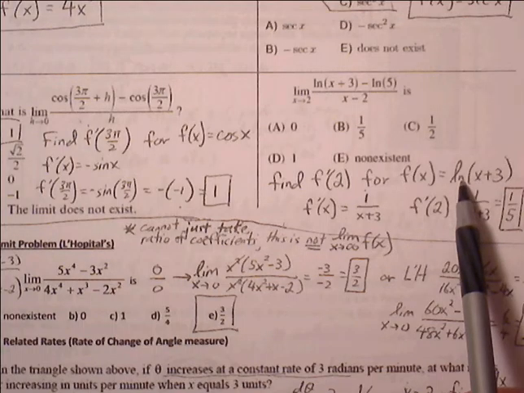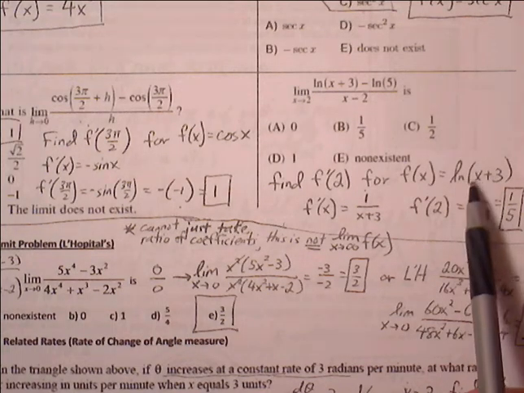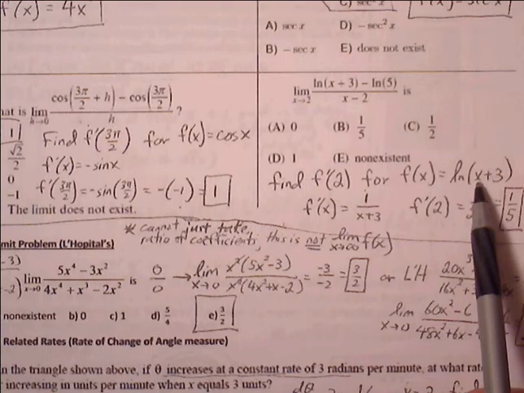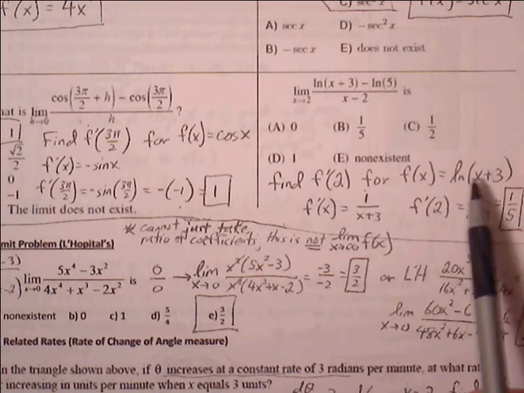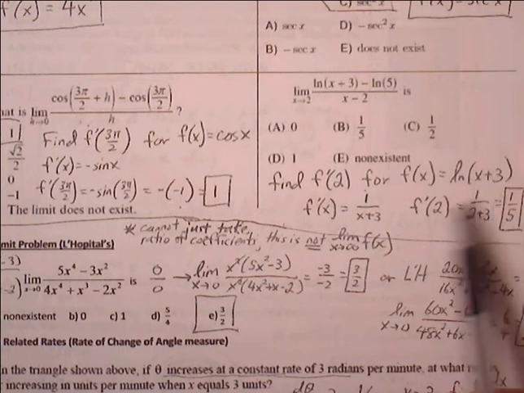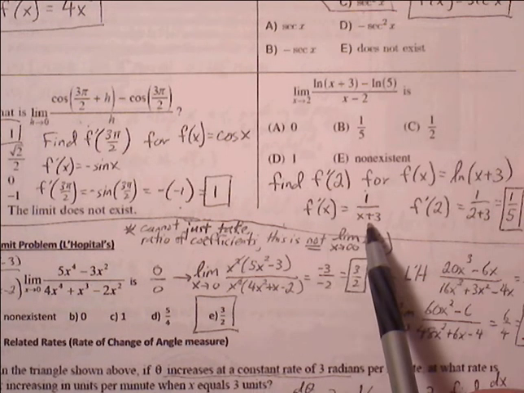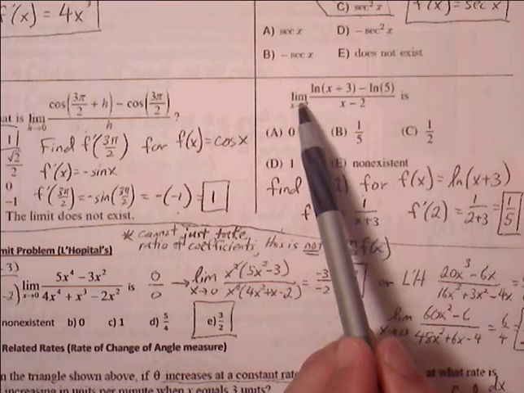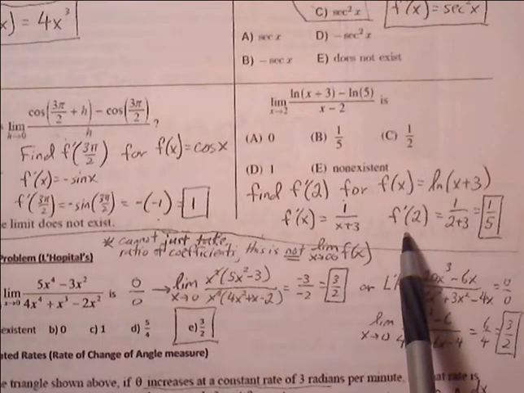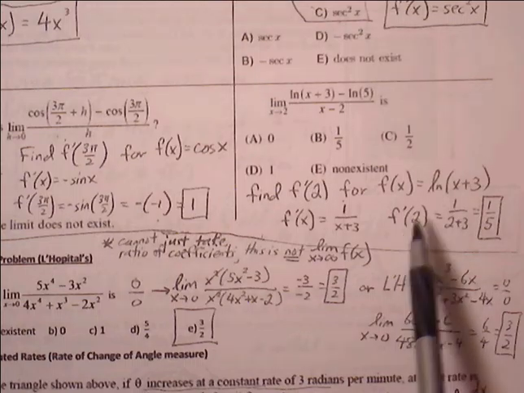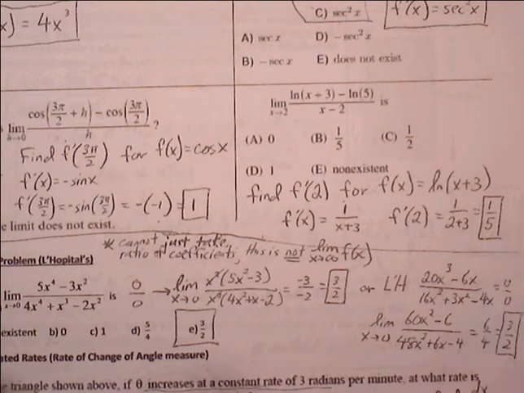So the derivative for ln of u is u prime over u. So our u prime is just going to be 1 plus 0, which is just 1, all over u, or u value is everything inside the parentheses, so 1 over x plus 3. That's our f prime. Now we want to evaluate f prime at 2, so replace 2 into the x's for my f prime. So 1 over 2 plus 3 is 1/5.